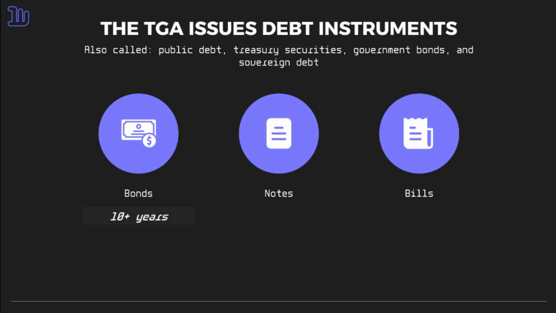Bonds have maturities of more than 10 years and are often used to finance large, long-term projects or to refinance existing debt. Notes have maturities of 1 to 10 years and are often used to finance the government's longer-term cash needs. They work as bonds, but they have a more intermediate duration. Bills, finally, have maturities of 1 year or less and are often used to finance the government's short-term cash needs.